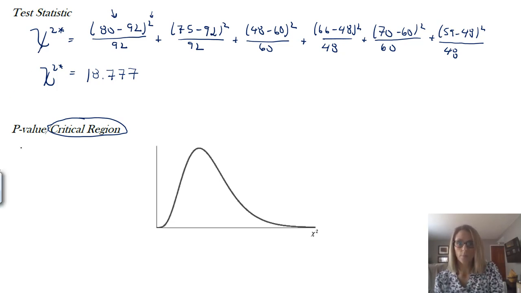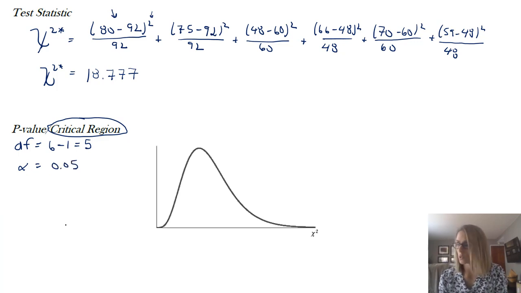Your degrees of freedom here are going to be, where are we? Degrees of freedom, we have 6 different colors of the M&Ms minus 1. That's going to give us 5. And then our alpha was not given to us. So because our alpha is not given to us, we're going to assume the 0.05. That's what we always use. It's right in the middle if we're not given anything.